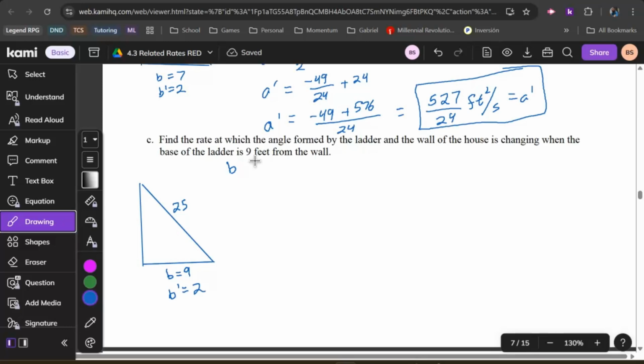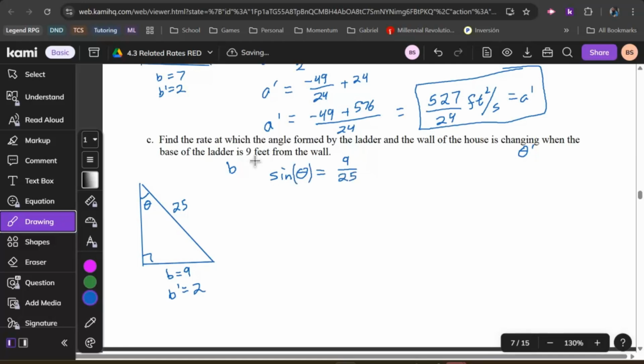Now we want to find the rate at which the angle, theta we'll call it, formed by the ladder and the wall is changing. That's this guy here. So that's like theta prime. What relates this angle, the opposite side, and the hypotenuse? I hope you're saying sine. It is. So sine theta is going to be equal to 9/25.